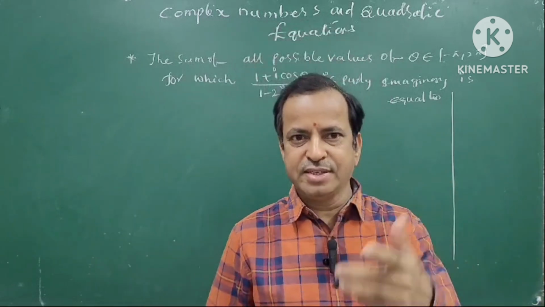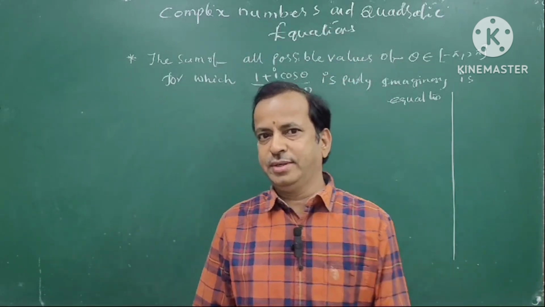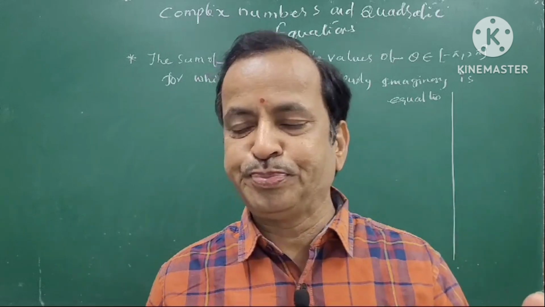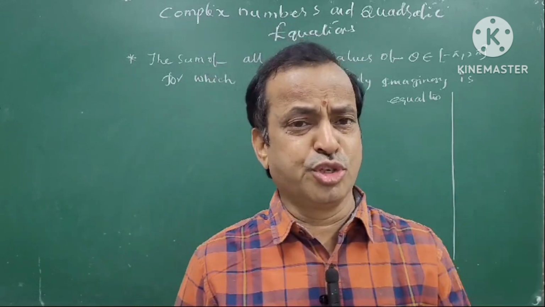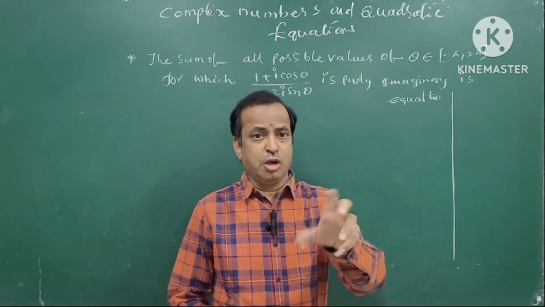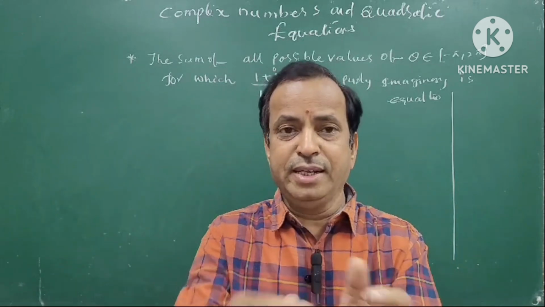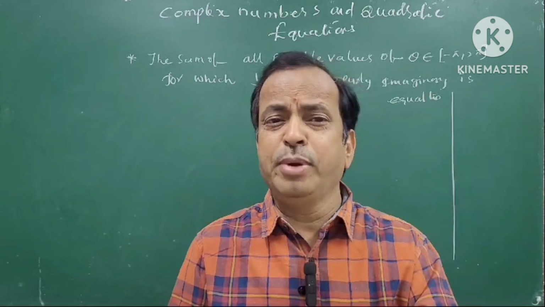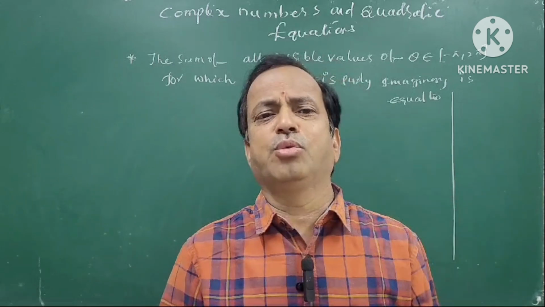Dear students, previously we discussed the binomial theorem. In binomial theorem, two questions are guaranteed. Now in this chapter also, minimum three questions are guaranteed. Complex and quadratic: why am I combining these two chapters? Because questions related to complex and quadratic are going to be asked.